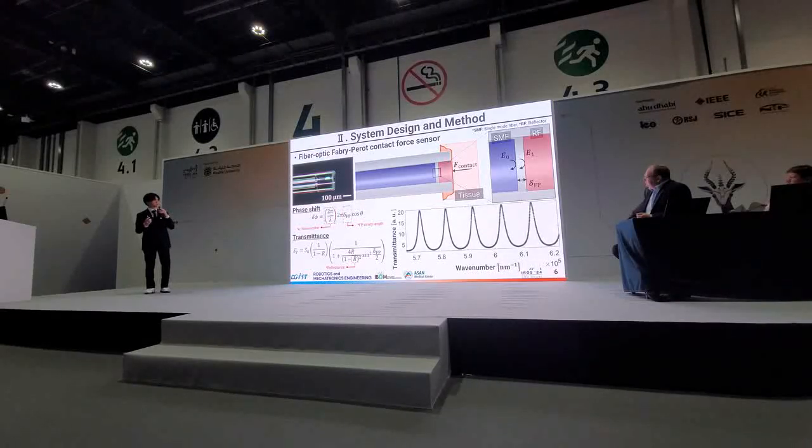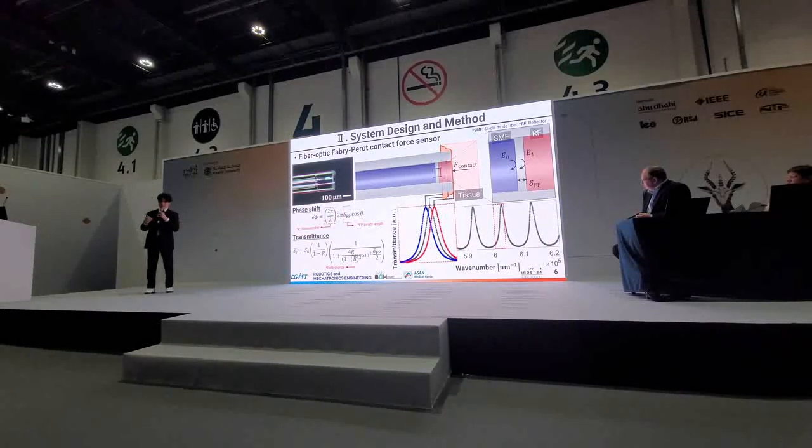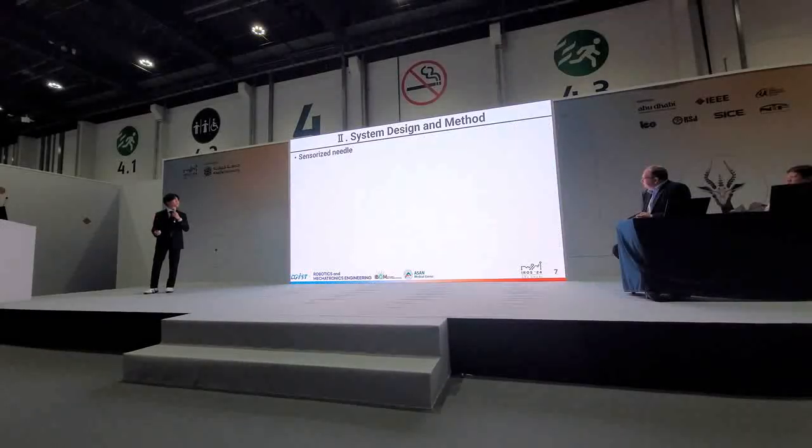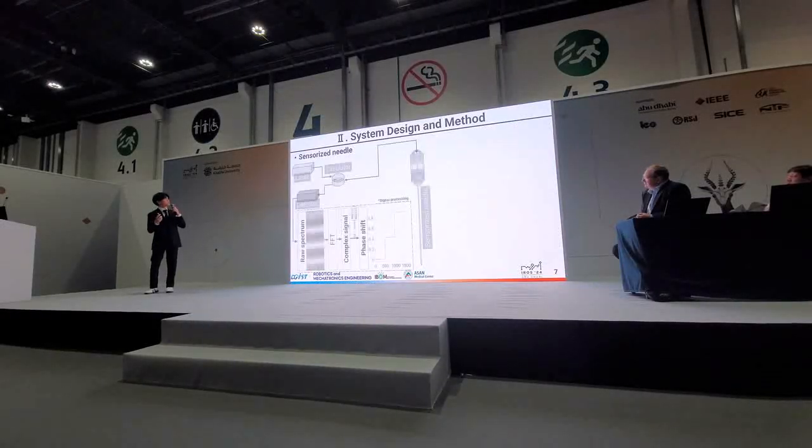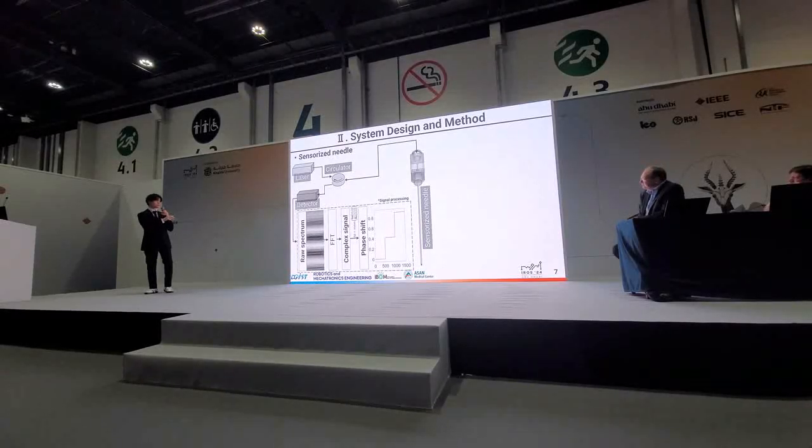From the characteristics of the interferometric signal from the Fabry-Perot interferometer, we can observe that the displacement of the cavity can be identified based on the spectral shift of the interference signal. Therefore, the whole system configuration for measuring the contact force can be illustrated like this figure. To quantify the spectral shift of the interferometer in response to the contact force, we calculated the phase shift using signal processing.